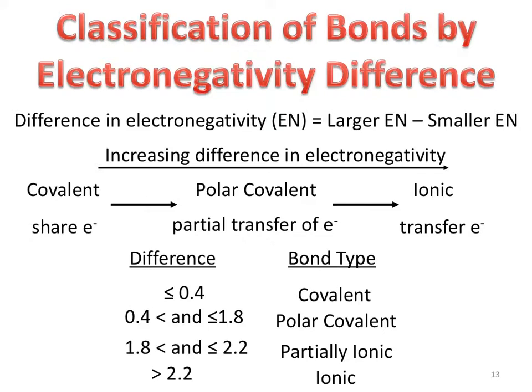At 1.9 and up to 2.2, we will designate these compounds as being partially ionic because many of them exhibit ionic characteristics, especially in aqueous solutions. And then finally, as we go above 2.2, these compounds, a great many of them, tend to be ionic in nature. So we will call those types of bonds ionic.